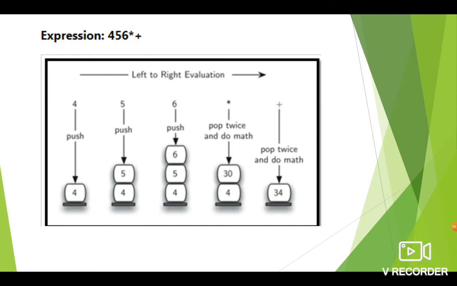The next symbol is plus. So again it is an operator, so you have to pop twice. The elements which are deleted from the stack are 30 and 4 and the operation is plus. So you apply the addition operation between the operands 30 and 4. So 30 plus 4 gives you the result 34. So 34 is pushed back onto the stack. So that is the result.